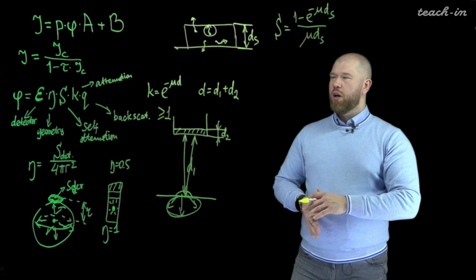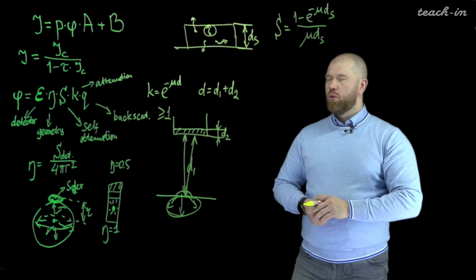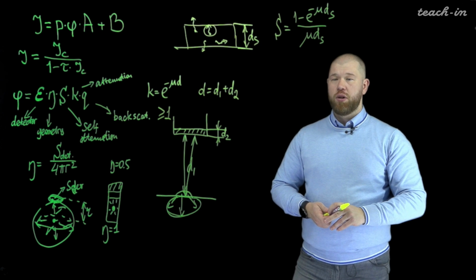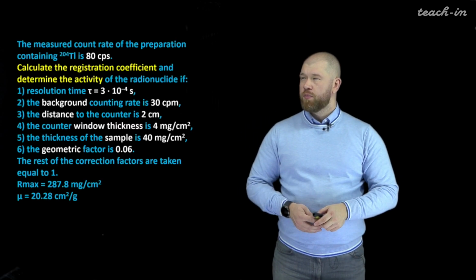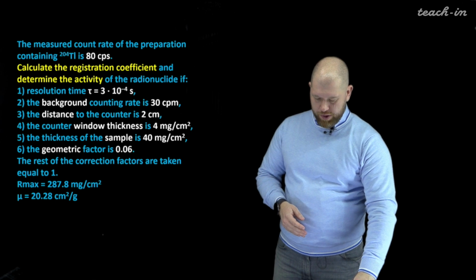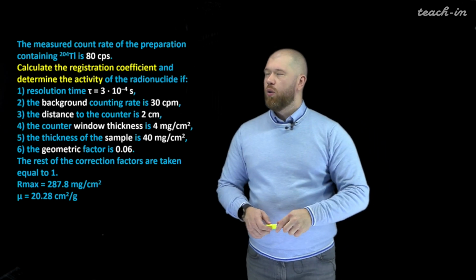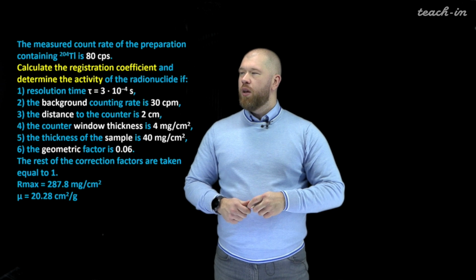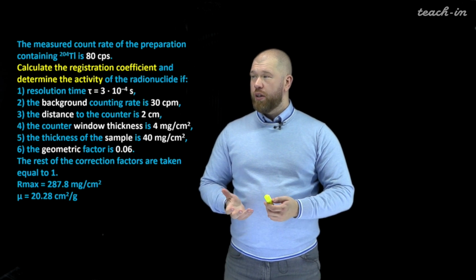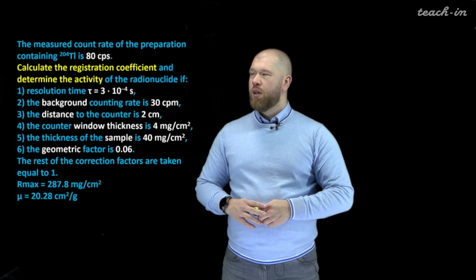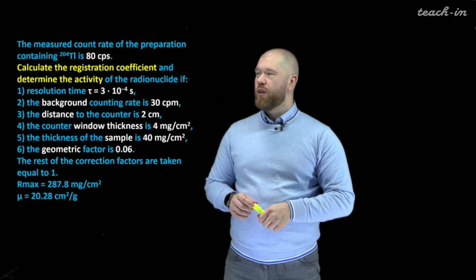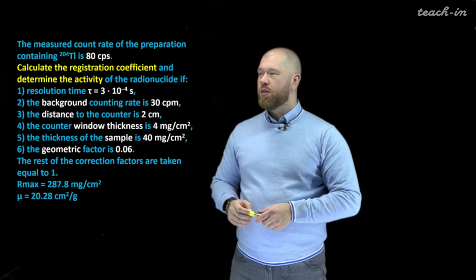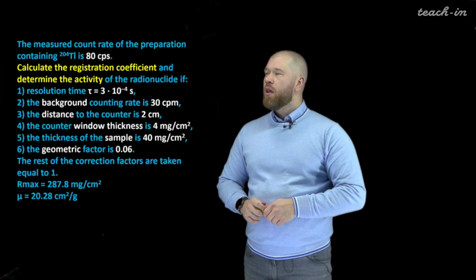So, taking into account all this consideration, all these parameters and formula, we will now solve several tasks. Okay, now the task. There is a sample of thallium-204, and the measured count rate of this sample is 80 counts per second. This abbreviation CPS means counts per second.